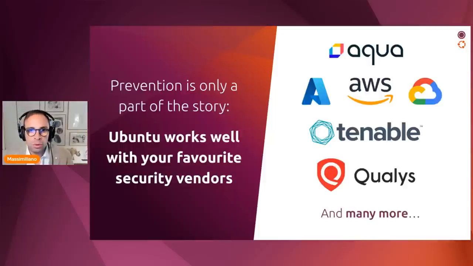And finally, I wanted to remind you that prevention is only a part of the story. Most of what we talked about plays into the part of security prevention. But you also need an approach that encompasses detection and response. That is why we make sure that Ubuntu, as well as our products, work very well with your favorite security vendors, whether they are cloud-native security vendors, the agents of the large public clouds, or other third-party security vendors. We make sure that security vulnerabilities are identified promptly and the appropriate remediation actions are suggested.